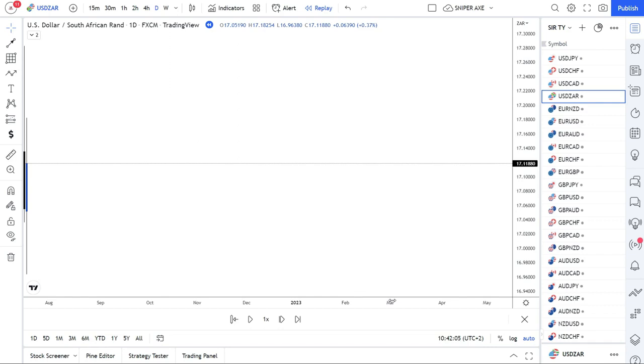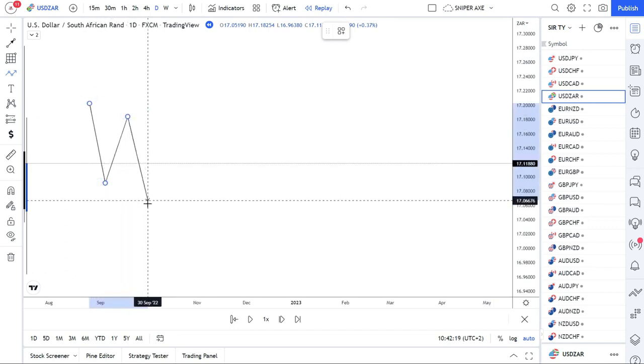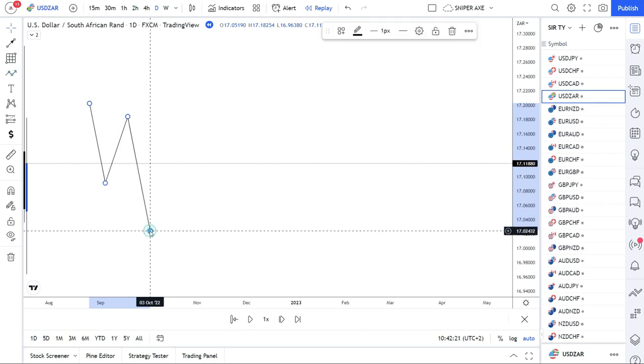The moment you see inducements, you know that this is just liquidity engineering. You don't get part of those trades. You just be patient and wait for price to come to your zones of interest, and then you get to trade. So for example, in a downtrend, this is what is going to happen.